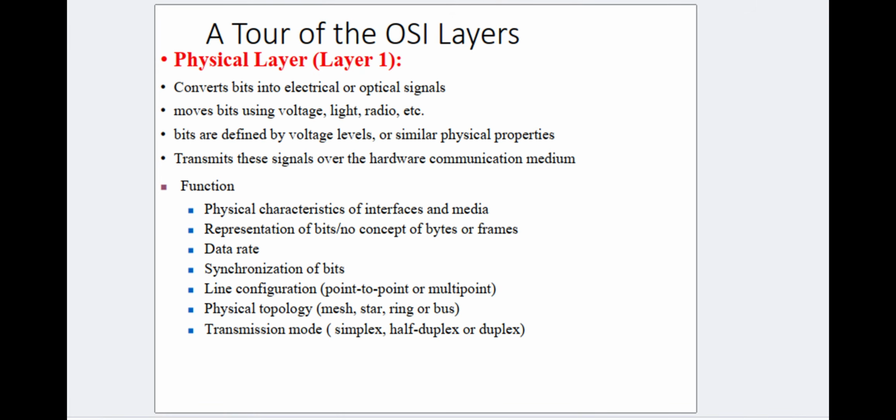A tour of the OSI layers: physical layer. Layer 1 converts bits into electrical or optical signals, moving bits using voltage, light, radio, etc. Bits are defined by voltage levels or similar physical properties, and these signals are transmitted over the hardware communication medium. Functions: physical characteristics of interfaces and media, representation of bits with no concept of bytes or frames, data rate, synchronization of bits, line configuration, point-to-point or multipoint, physical topology, mesh, star, ring or bus, transmission mode, simplex, half-duplex, or duplex.